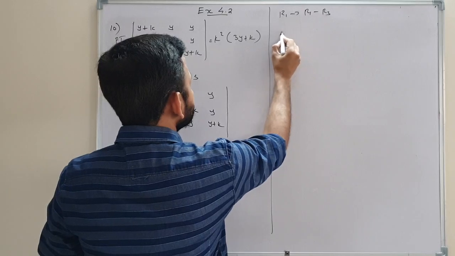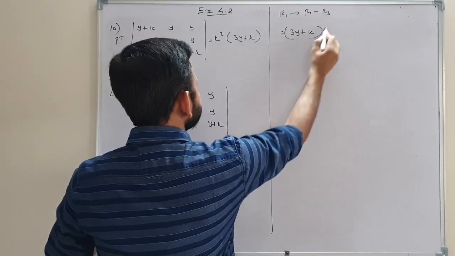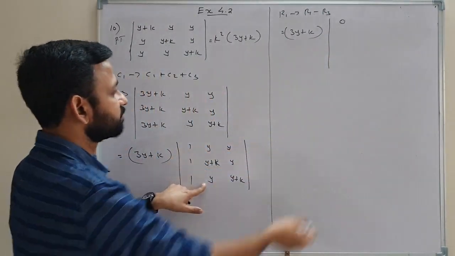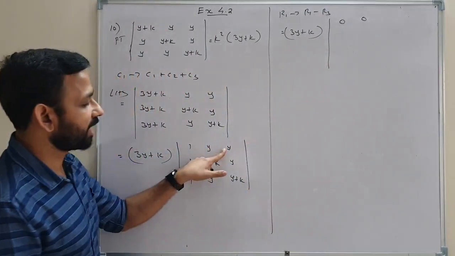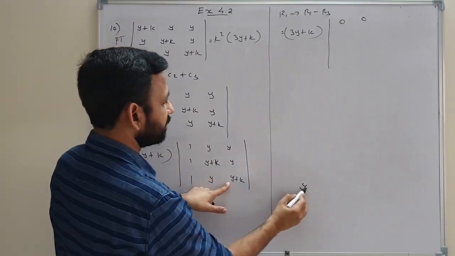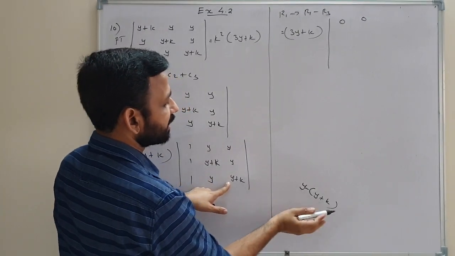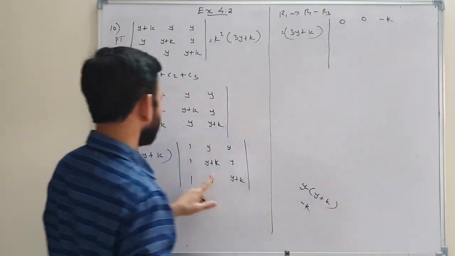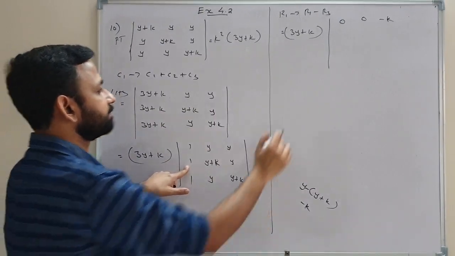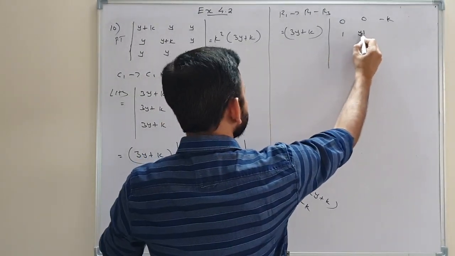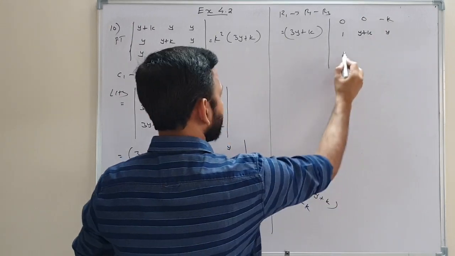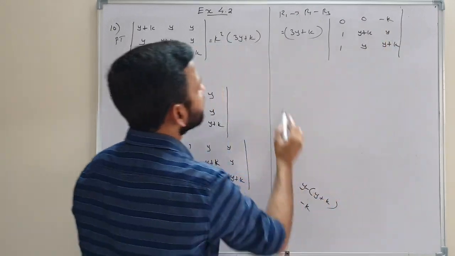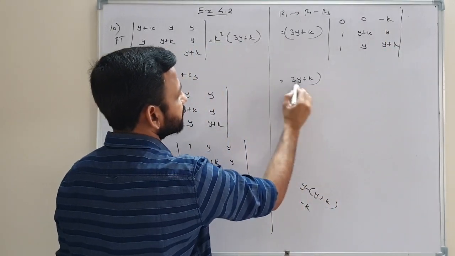3y plus k determinant. 1 minus 1, 0. Y minus y, 0. Y minus of y plus k. Y minus of y plus k. Y and minus y cancelled, then minus k is the answer. Minus k. Then R2 and R3 will be same. 1 y plus k, y, and 1 y, y plus k. That is equal to 3y plus k, common.